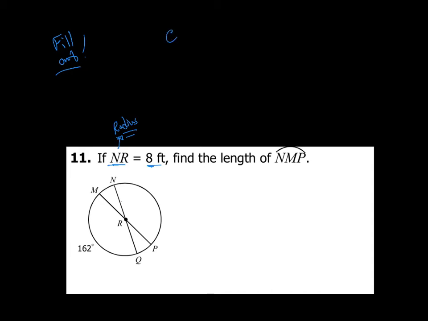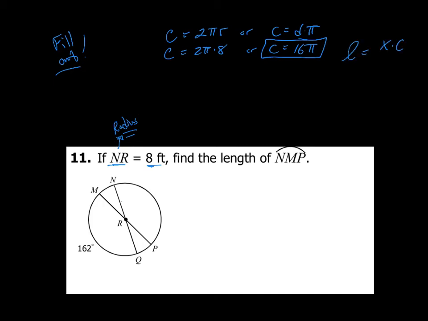Keep in mind that circumference is equal to 2 pi radius, or circumference is equal to diameter times pi. So circumference is going to be equal to 2 times pi times that value of 8, or circumference is going to be equal to 16 pi. Let's hold on to that part, because remember, our arc length is equal to x times the circumference divided by 360. So we already have the circumference portion.